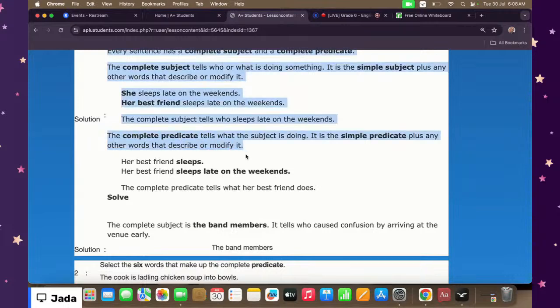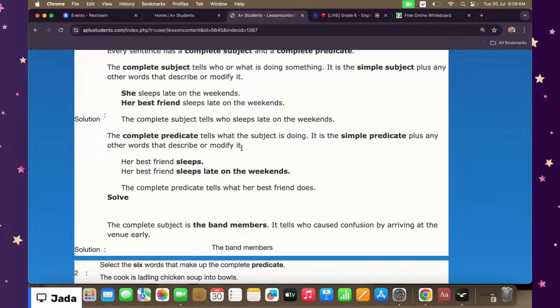Moving on, we have the complete predicate. The complete predicate tells what the subject is doing. It is the simple predicate plus any other words that describe or modify it. So we have, her best friend sleeps. Sleeps lets us know that this is what her best friend is doing.